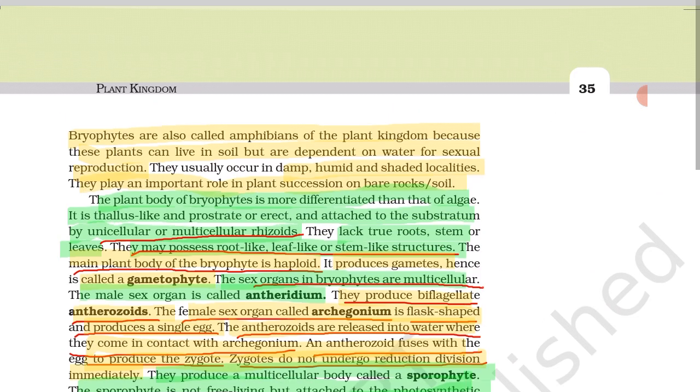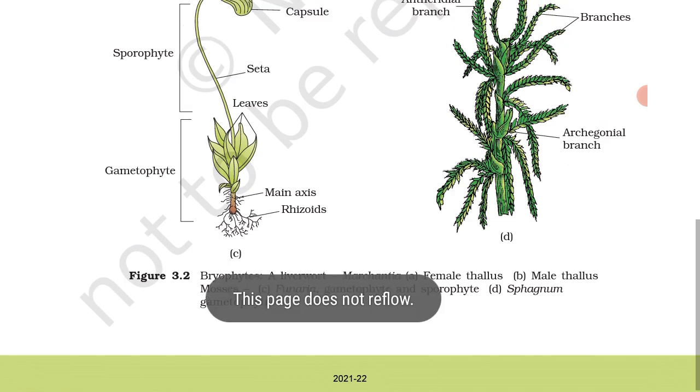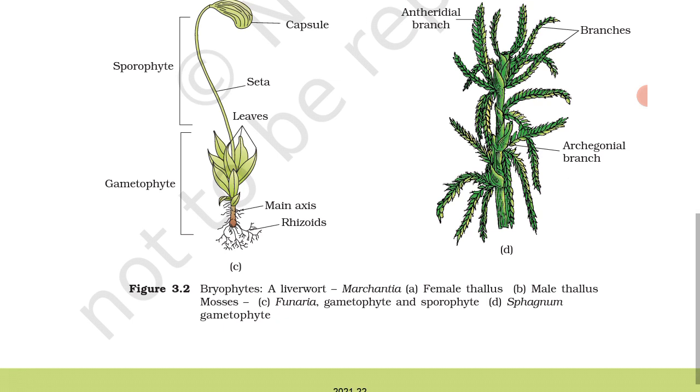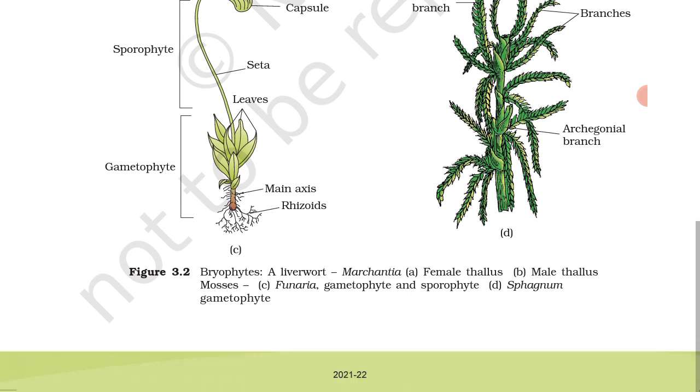So please see the diagram, figure 3.2. In that, in mosses, see figure C. So see, there is the gametophyte and above the gametophyte, that is the sporophyte. Means what? The sporophyte is dependent on the photosynthetic gametophyte and derives nourishment from the gametophyte.